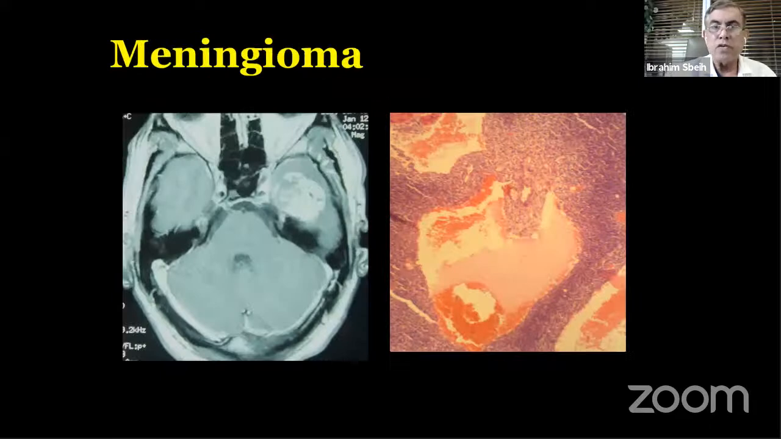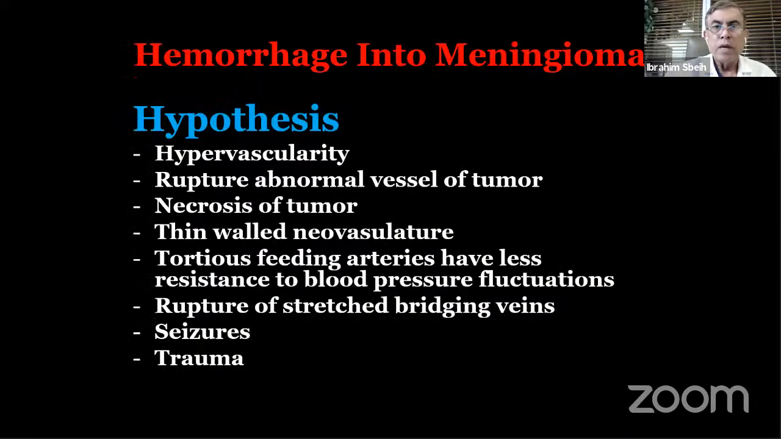So meningiomas are tumors that can present as a bleed. As I said, the hypothesis here is that they are vascular tumors, that some abnormal vessels inside them may rupture, the tumor may get necrosis, the neovasculature as it grows over years is thin-walled, the feeding arteries are tortuous, and stretched bridging veins may rupture if you have a parasagittal meningioma, and if you have a concomitant disease. So the patient may have a meningioma, not diagnosed, and then he would get a seizure and the seizure would cause a bleed and the patient would present for the first time as a bleed.